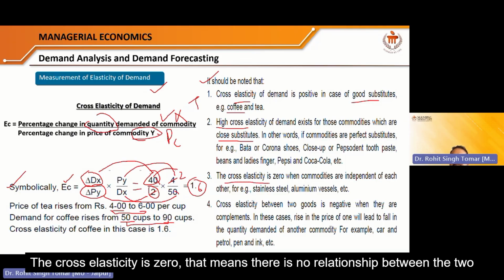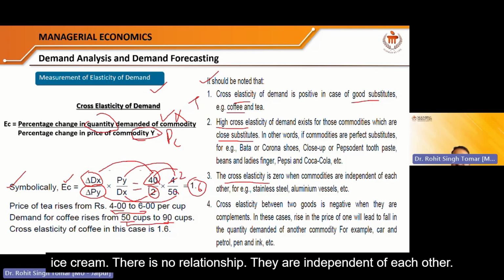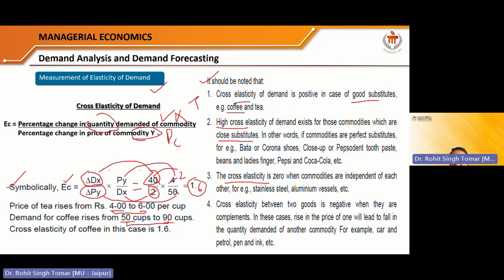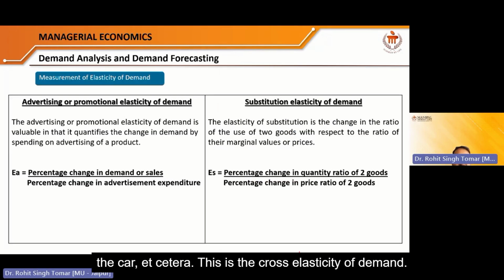If the cross elasticity is zero, that means there is no relationship between the two products, for example stainless steel and ice cream. They are independent of each other. If cross elasticity between two goods is negative, that means they are complementary to each other, like ink and pen, petrol and car, etc. This is the cross elasticity of demand.